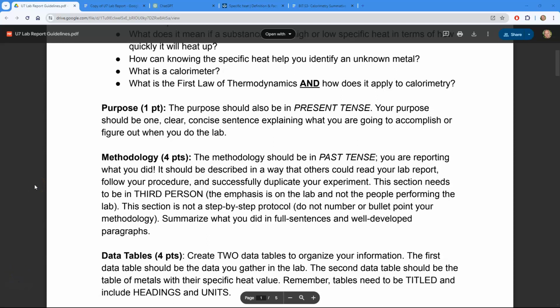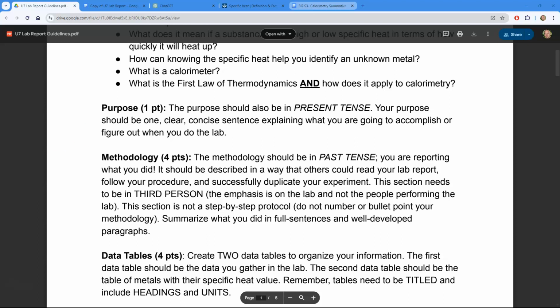The next section is the methodology section. So it says the methodology should be in past tense. You're reporting on what you did. It should be described in a way that others could read your lab report, follow the procedure, and successfully duplicate your experiment. This section needs to be third person. The emphasis is on the lab and not the people performing the lab. This section is not a step-by-step protocol, so you shouldn't be numbering or bullet pointing the methodology. Summarize what you did in full sentences and well-developed paragraphs.